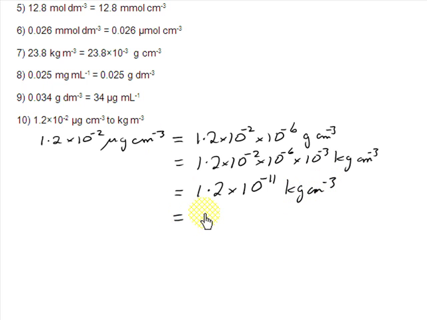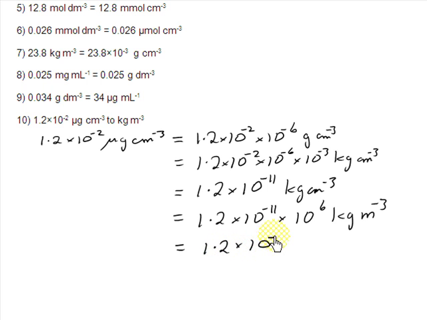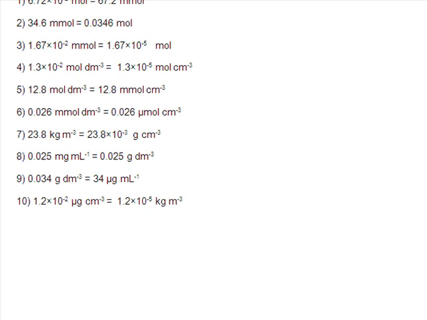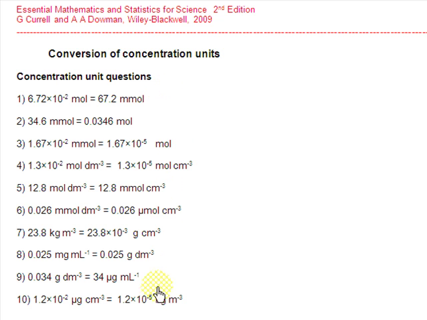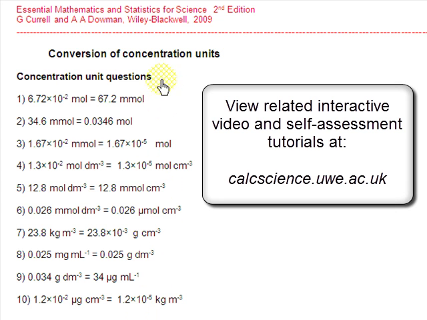And then to convert that to meters cubed, we know that there are 1,000,000 centimeters cubed in 1 cubic meter. To convert per cubic centimeter to per cubic meter, we will have to multiply by 10 to the power 6. And this will be so many kilograms per cubic meter. Then collecting the powers of 10, this will be 1.2 times 10 to the -5 kilograms per cubic meter. So this now gives the answers to all of these concentration unit conversion questions.